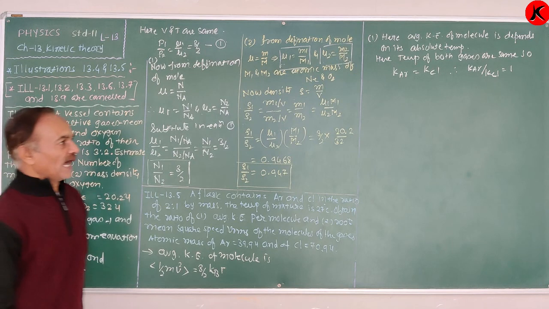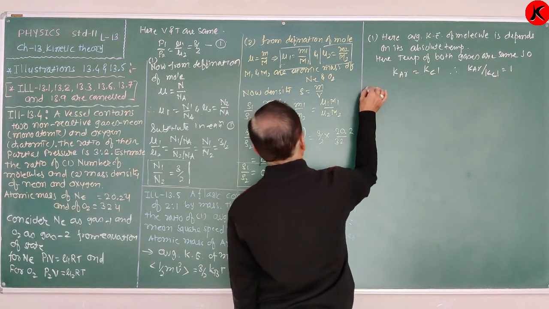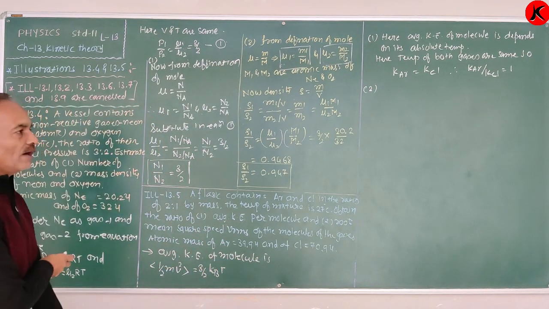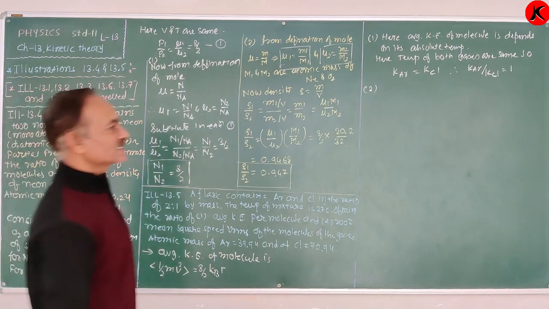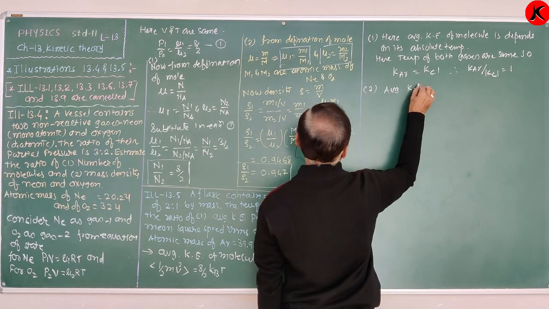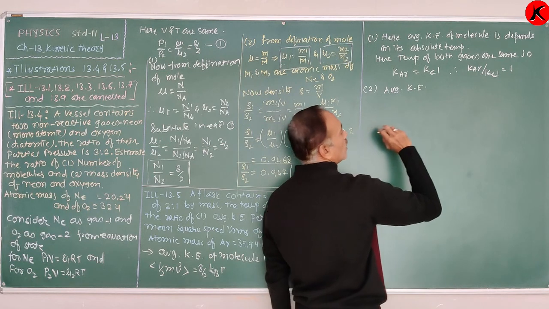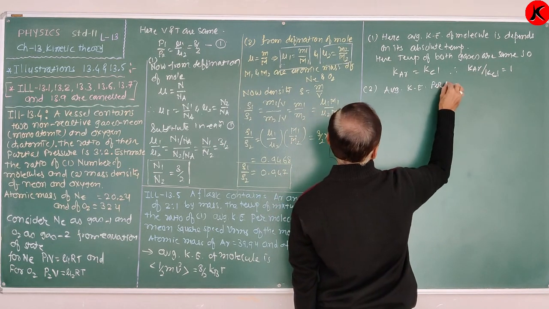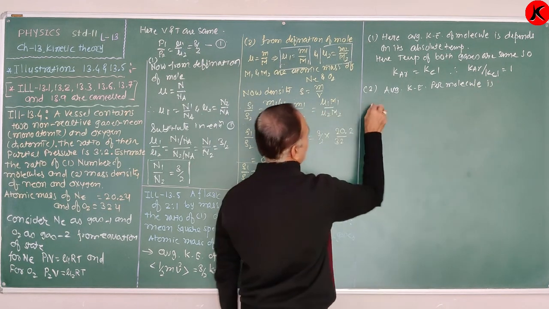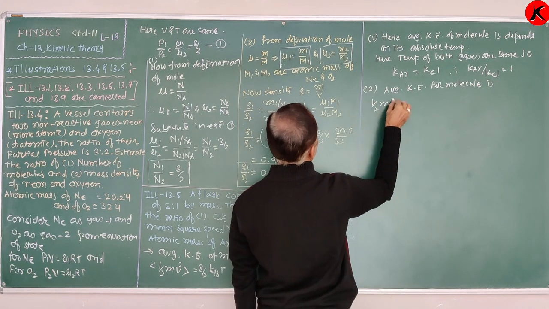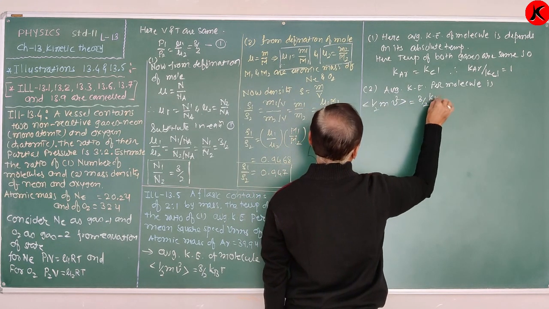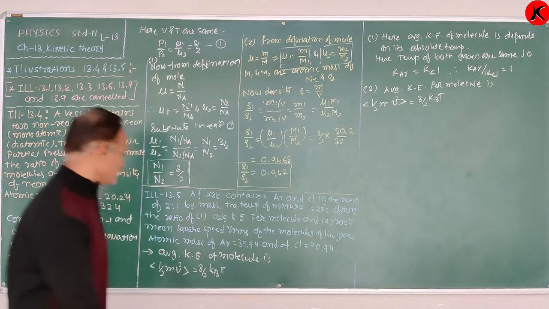Now we are interested to find out the ratio of the VRMS of argon to the VRMS of molecule of fluorine. Again, we consider the translational kinetic energy per molecule: half m v square is equal to 3/2 kBT.